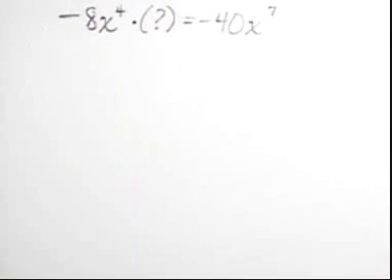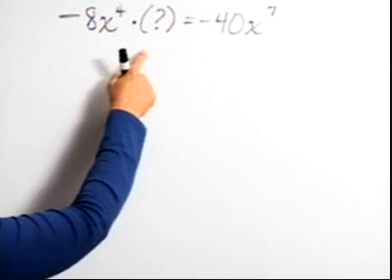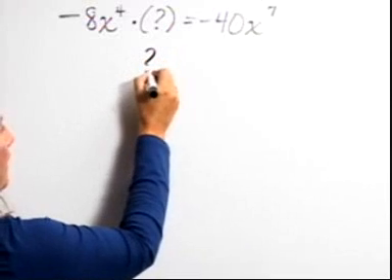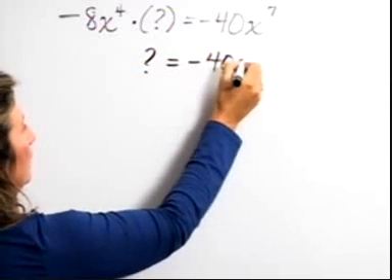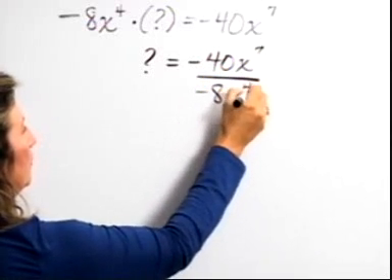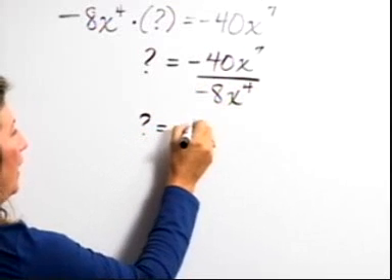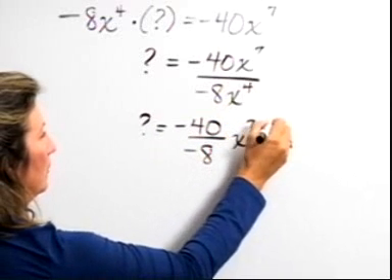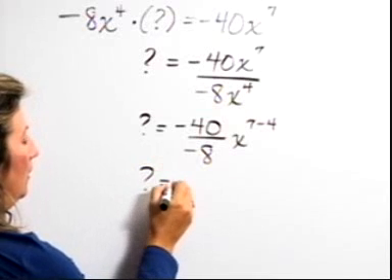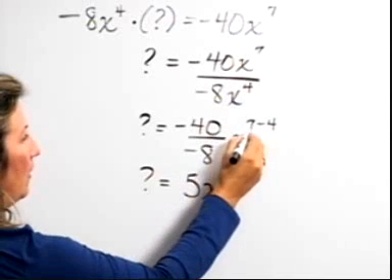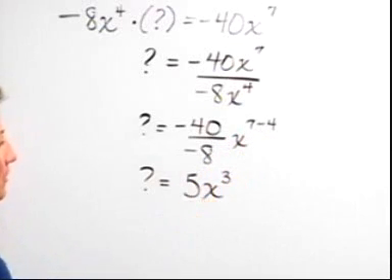Find the unknown factor. We have negative 8x to the fourth times an unknown factor equal to negative 40x to the seventh. We'll find that missing factor by dividing the negative 40x to the seventh by negative 8x to the fourth. You divide the coefficients and you subtract the exponents. Negative 40 divided by negative 8 is positive 5. X to the 7 minus 4 is 3. So our missing factor is 5x to the third.